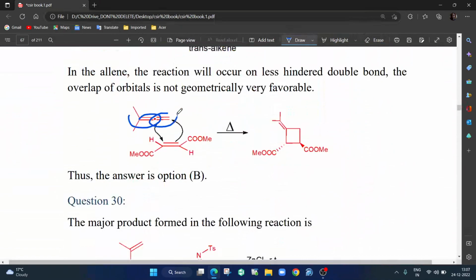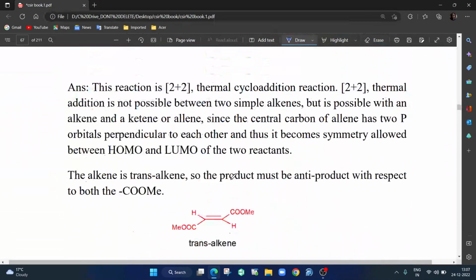So please remember, always the sterically less hindered side will be attacked. It is all kinetically driven. We know about others also, endo rule and all. Pericyclic reaction is always kinetically driven, so it will not go and attack towards this side. This is the less hindered side, so this goes and attacks here, this comes and attacks here. So one OMe will be towards, one OMe will be away from the viewer. Thus the answer is option B. Option B, I thought option C.